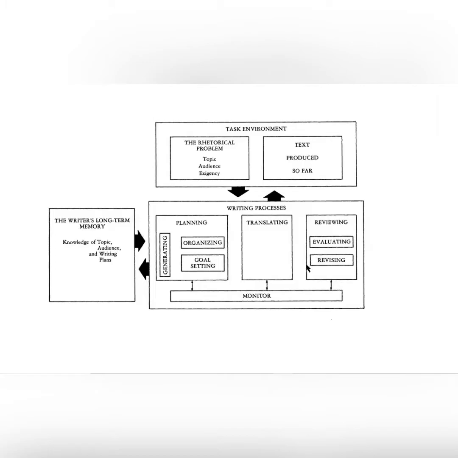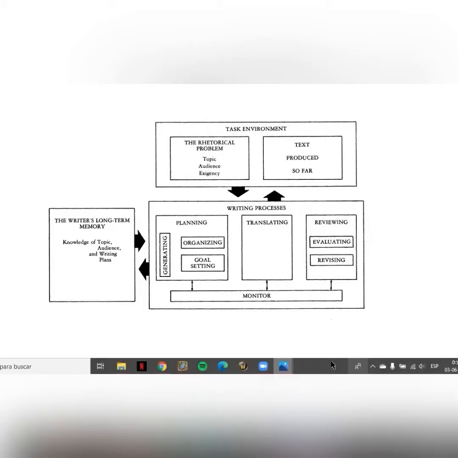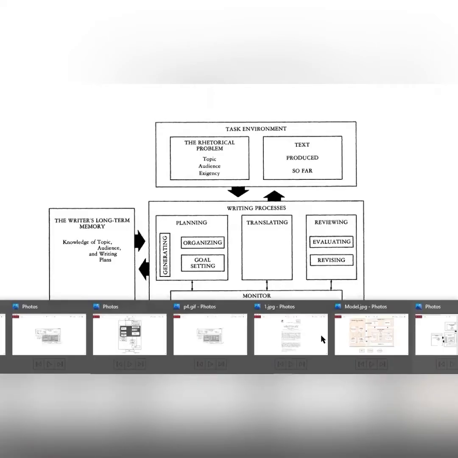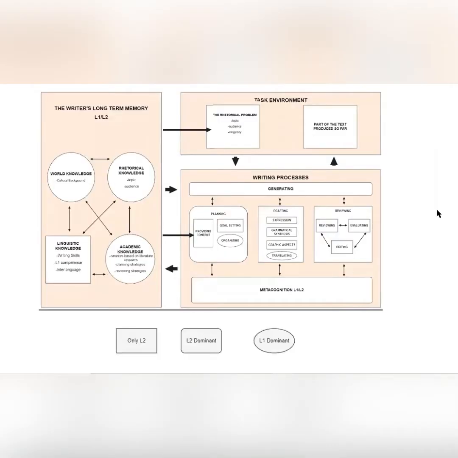Actually, I'm gonna introduce you to our model now. And there it is. Same components: the writing processes, task environment, and the writer's long-term memory. But the writer's long-term memory is bigger because now it's also influencing the rhetorical problem. What we know about a rhetorical problem is based on the long-term memory.